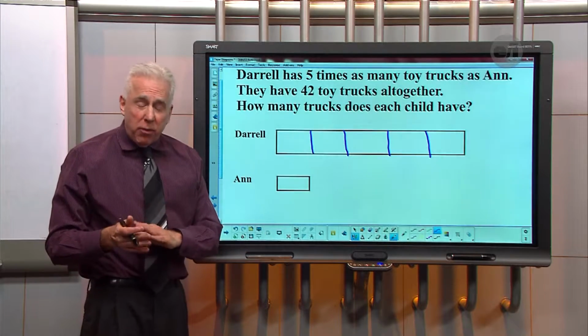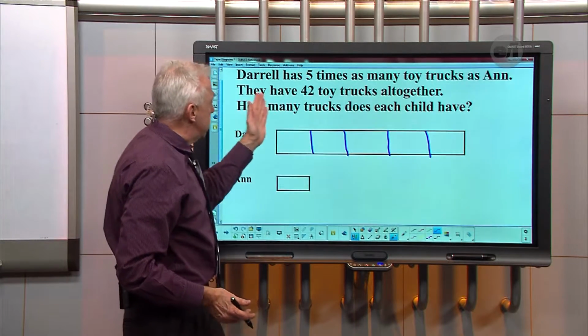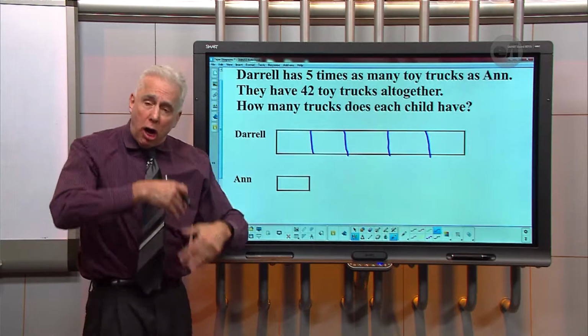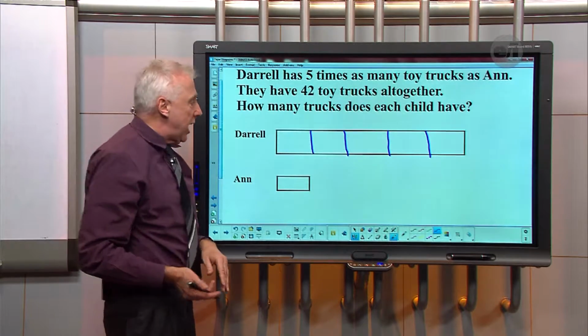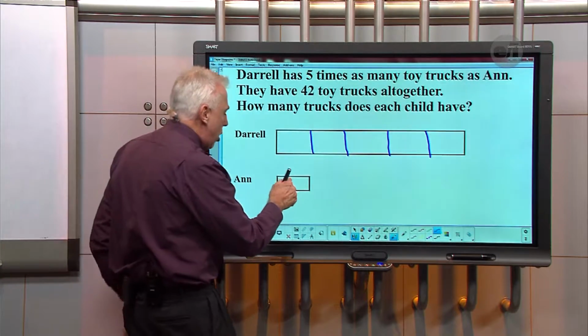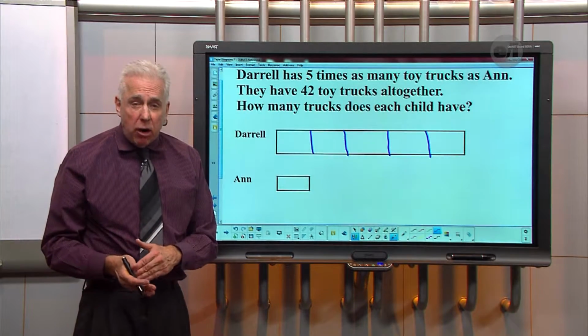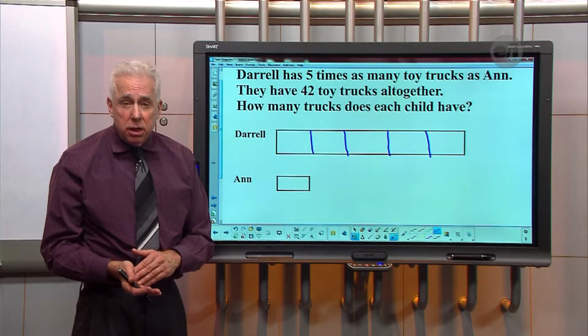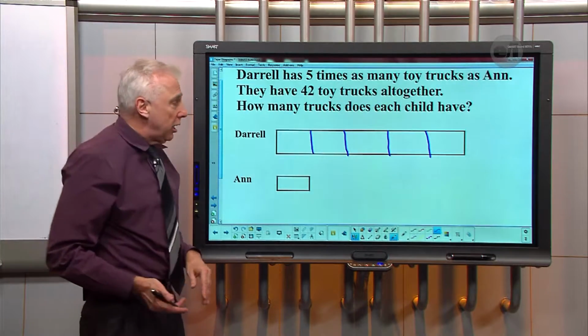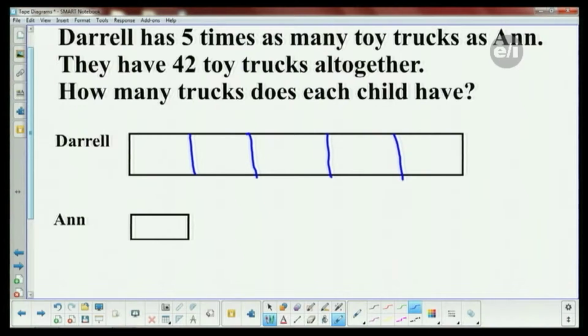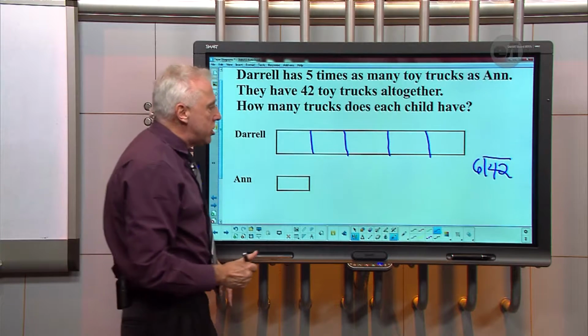Now the reason we want the total is because in the question itself, they talk about the total, how many toy trucks they have altogether. Well, I would like to know how many are in each segment. Once I know how many are in each segment of these tapes, then I can figure out how many trucks each child has here. All right, so there's 1, 2, 3, 4, 5, 6 segments, 42 trucks. So let's do some basic math. We'll do 6 into 42, and that should tell us how many are in each segment.